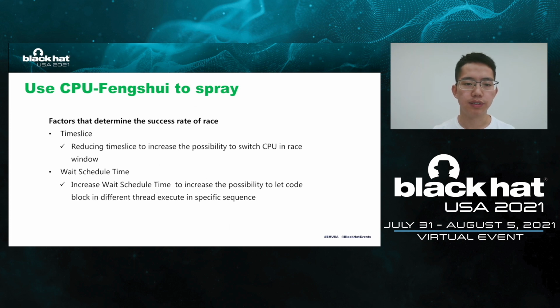We decided to solve the first problem first. Corresponding to heap feng shui, we want to introduce a new concept called CPU feng shui. We think there are two factors that determine the success rate of a race. The first one is time slice. It's not hard to understand that reducing the time slice can increase the possibility to switch CPU in the race window. Otherwise, increasing the waiting schedule time can increase the possibility to let code blocks in different threads execute in a specific sequence.